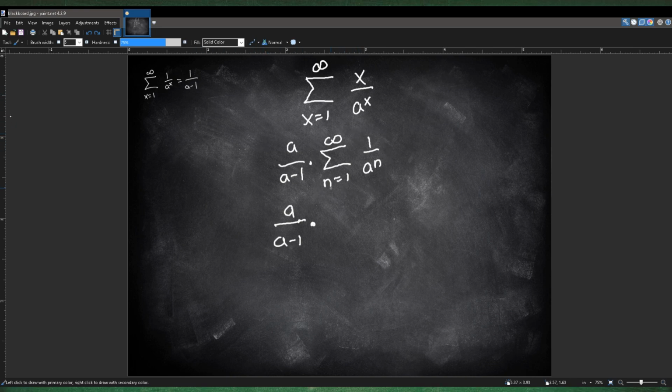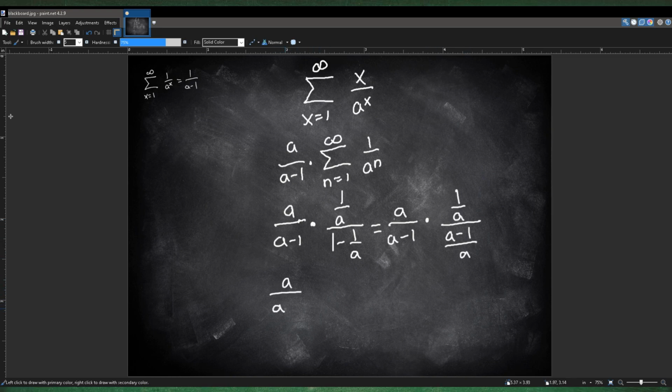So our first term is when n is equal to 1. So 1 over 1. A to the power 1, which is just a, right? And then we have 1 minus 1 over a. Okay, so this looks a lot nicer, right? So that equals a over a minus 1 times 1 over a over a minus 1 over a. And let's move that down.